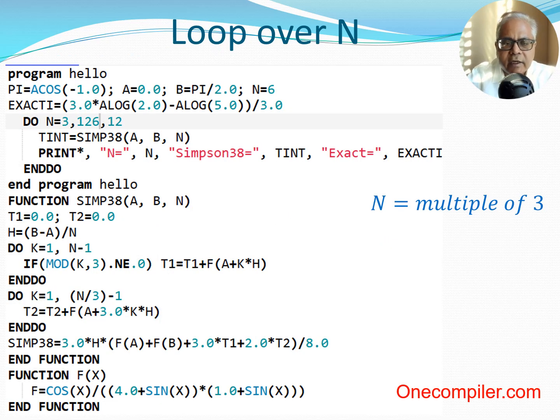So what I do is that I have the program so I can take advantage of it. I put in a do loop. I go from 3 to 126 and I change it by 12 every time.